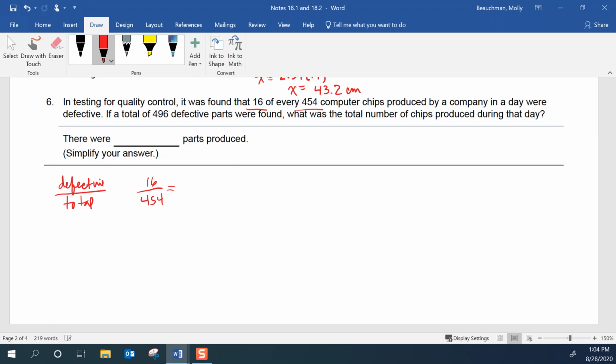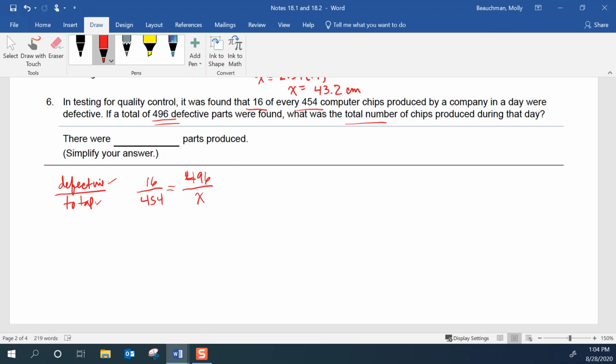We're going to set up a proportion. We are given the number of defective parts, so that goes in the numerator. What was the total number of chips that day? X goes in the denominator. So when setting up your proportion, you have to decide how you're going to have your ratio, defective to total, and make sure that both of your ratios on either side of the equal sign are set up the same way.